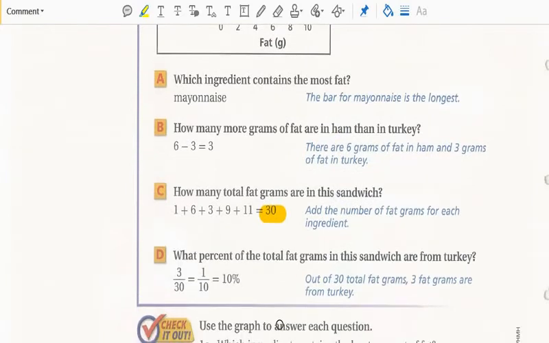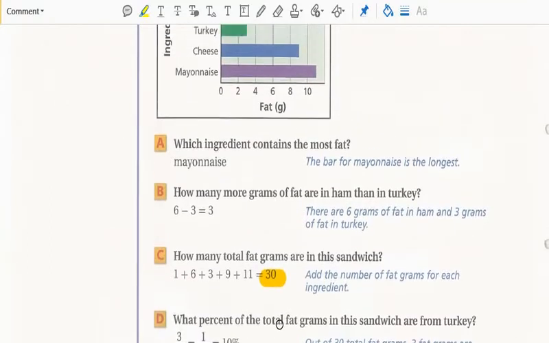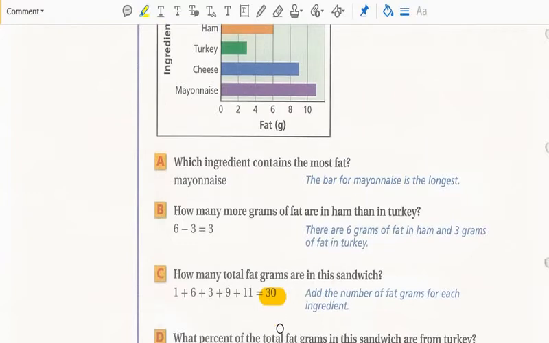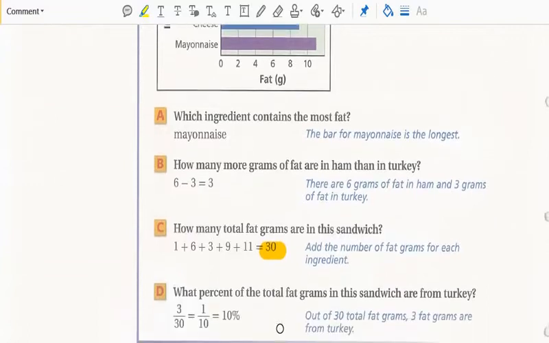What percent of the total fat grams in this sandwich are from turkey? So I'm going to the turkey. How many grams do I have? 3. And what are the total grams of fat I have in the sandwich? 30. So I have 3 in turkey, so 3 over 30, which is the total fat in the sandwich. So 3 over 30 needs to be in the simplest form, so it's 1 over 10, which is 10%. So we have 10% from turkey.